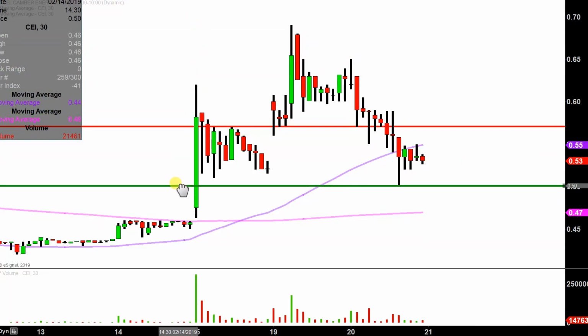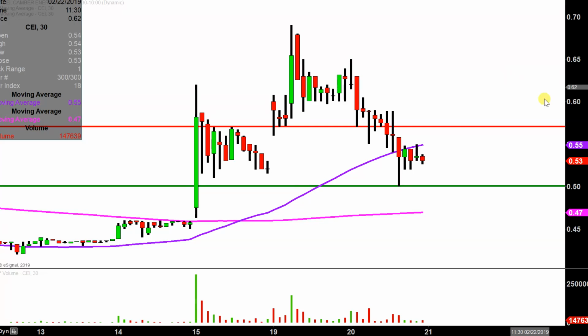Next key level to watch going forward is going to be that 50-cent mark, which is where the price finally bounced off of today in the afternoon hours. If the price cannot hold above 50, the next key level after that would just be that pink line down there, which on my chart is denoting the very famous 200 period simple moving average.